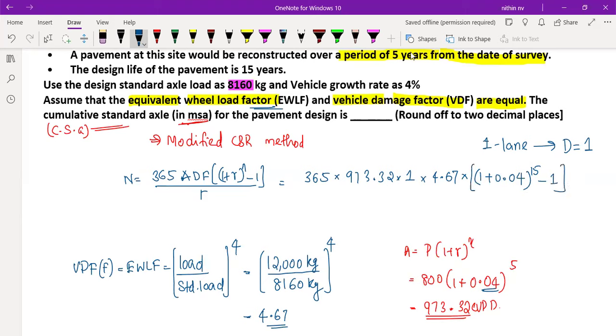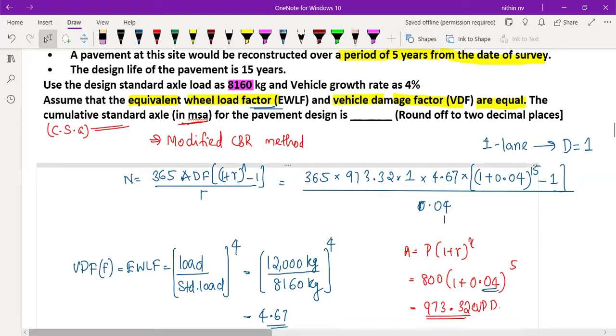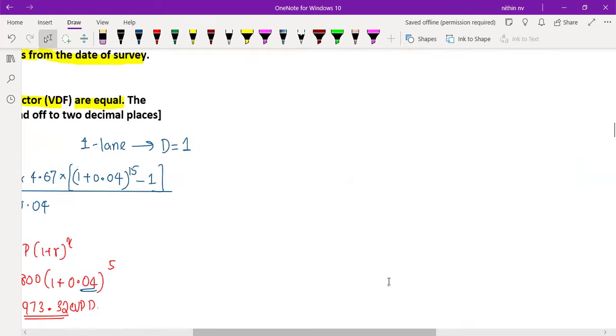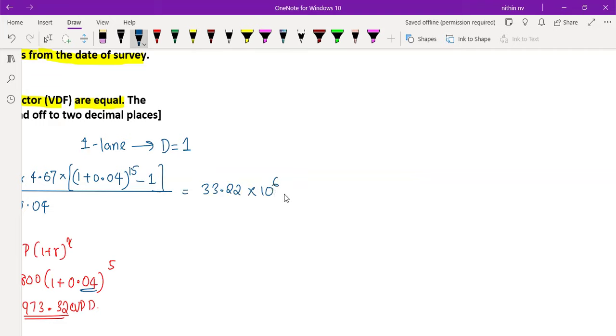That's it. Got it? Now the whole thing is divided by, once again, the growth rate R value, which is nothing but 0.04. That's it. Now once you do this calculation, you're going to get a very big value, which is in terms of cumulative standard axle, CSA. So we'll be getting around 33.22 into 10 raised to 6, right? A very big value. This big value we use to represent in terms of CSA, cumulative standard axles.